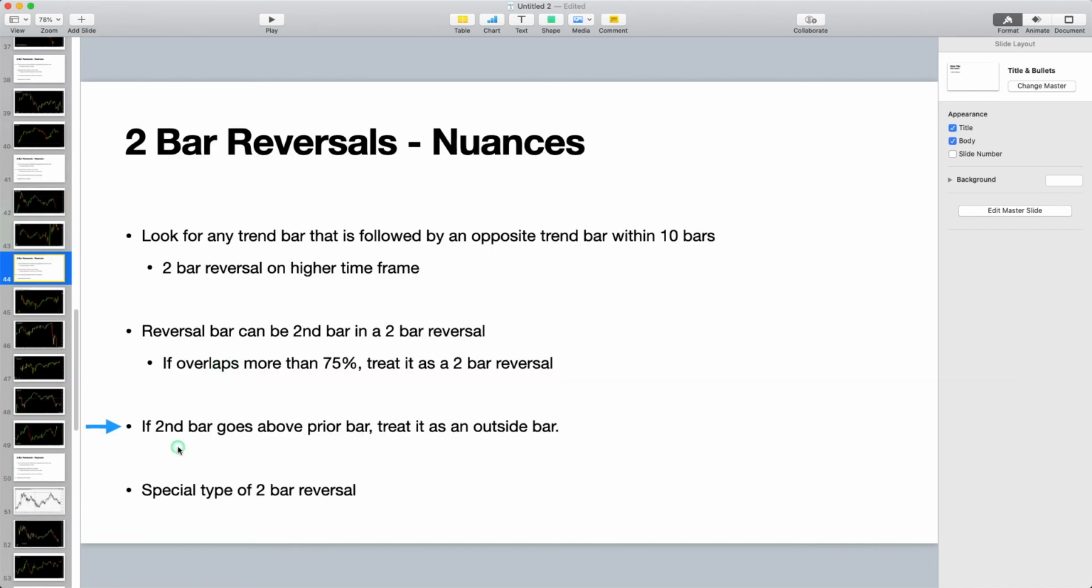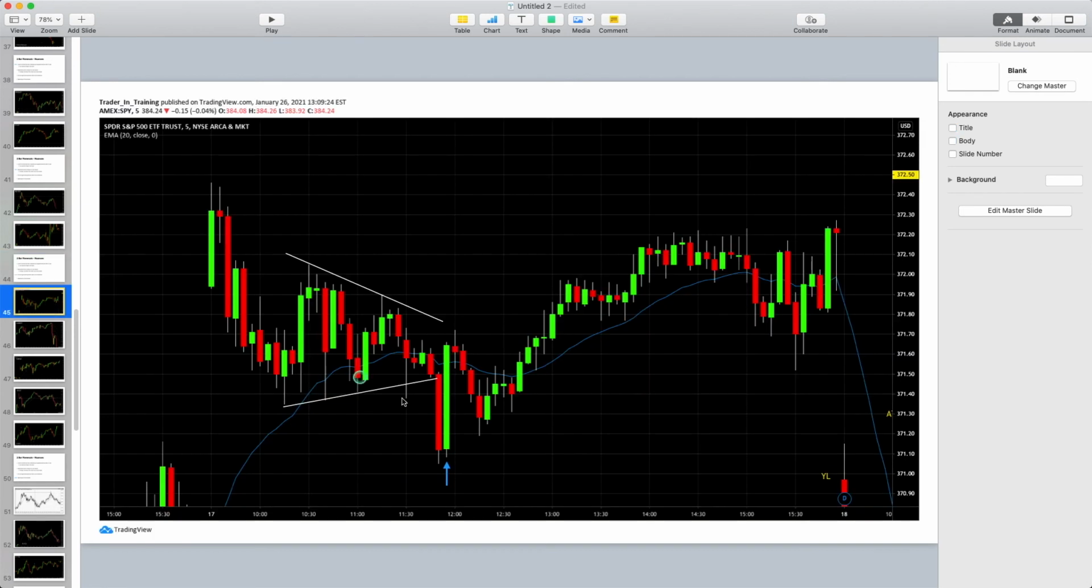The third nuance is if the second bar goes above the prior bar, treat it as an outside bar. And Al says treat it as an outside bar even if the low of the second bar is above the low of the prior bar. So here, for example, the low of this bull bar is above the low of the bear bar. So it's a 2-bar reversal, bear breakout, bull breakout. But Al says because it's going above the prior bar, and in this case going far above the prior bar, it's better to treat it as an outside bar, even though it's not technically an outside bar. And in this case, it's better to wait for a higher low pullback before buying.